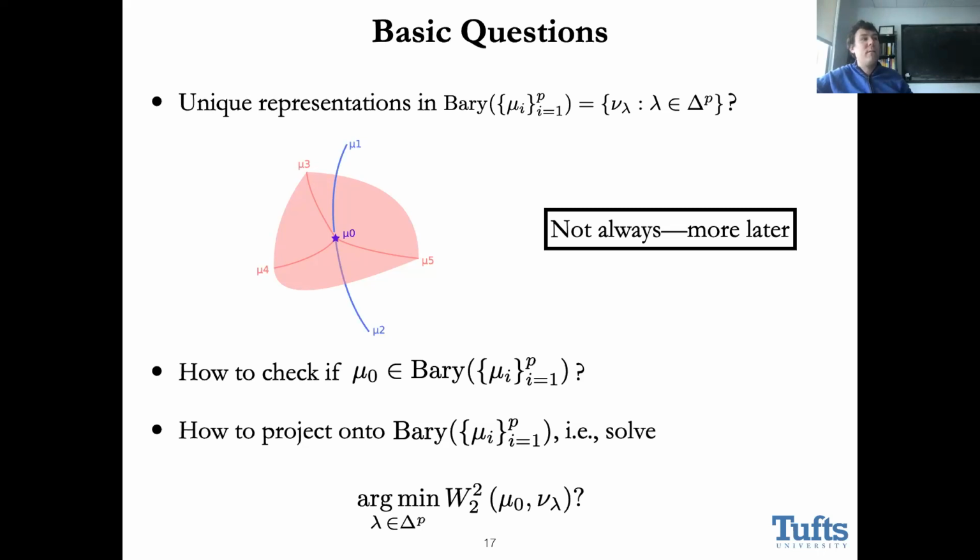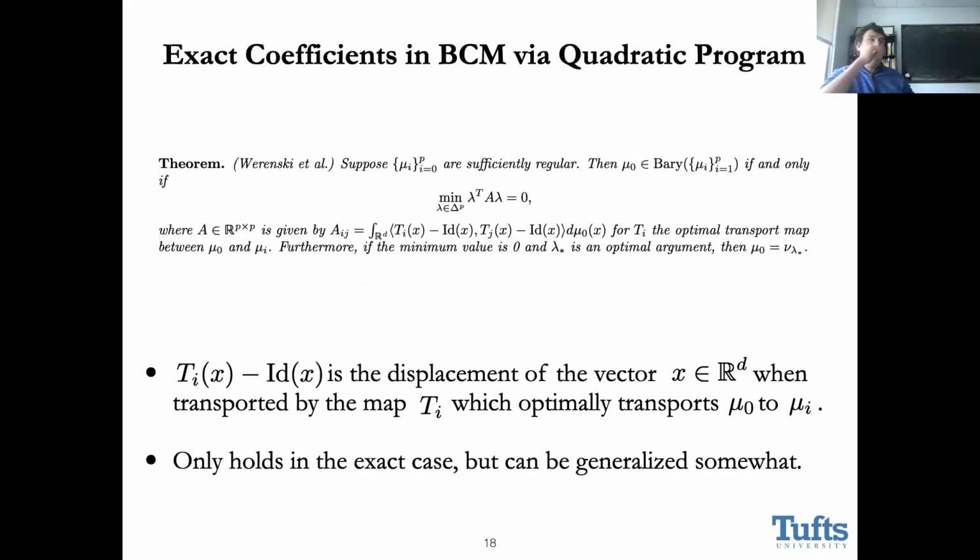So I'll give you an answer to the second bullet point, both analytically and statistically, and then I'll give some partial work on the third question. Then I'll show some applications. So how can we exactly determine if you're in this barycentric span or not?